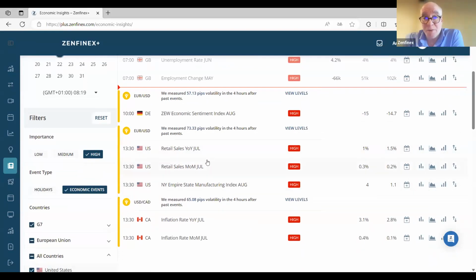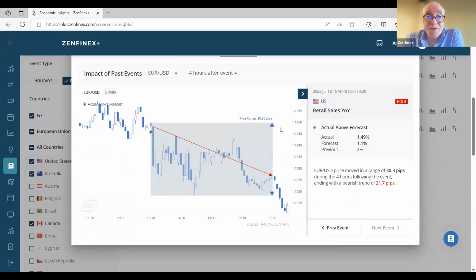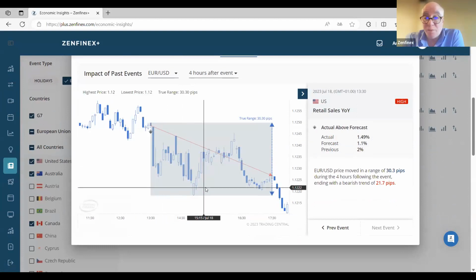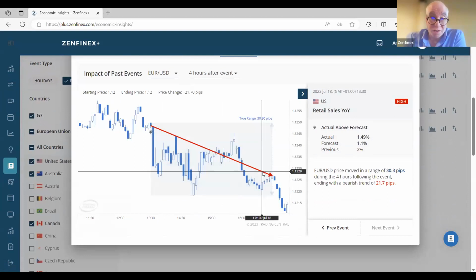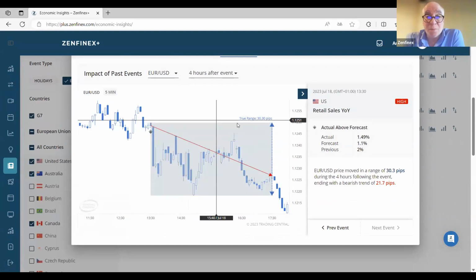And so we can have a look a bit more closely with these plus tools and dig a little bit deeper into retail sales as they were announced in July, and the impact that a news announcement, which started at this point here, had. Anybody who's traded news knows that it's quite a volatile time straight after the news. And you can utilize this tool in a number of ways to see last time the news came out, which was actual 1.49, higher than the forecast, and the previous was 2.